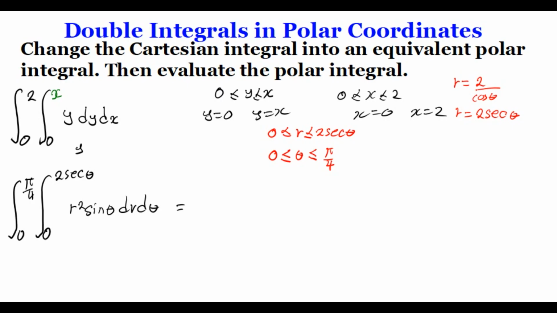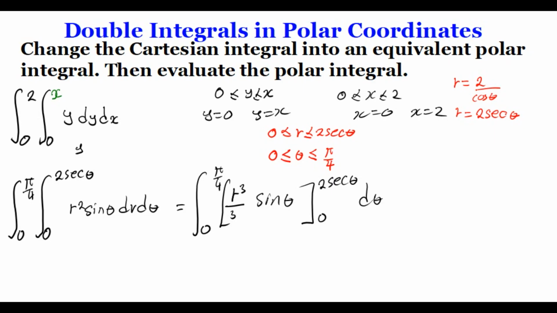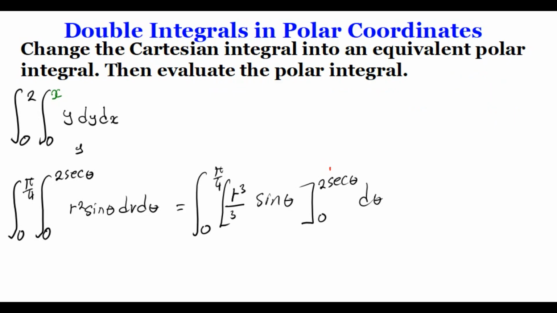So you can go ahead and do the integration. So we are from 0 to pi over 4. Integrate this with respect to r. You're going to get r to the third divided by 3, like that. Then you still have your sine theta, which is a constant. You are evaluating from 0 to 2 sec theta d theta there, like that. Okay, so this seems to be pretty simple from here.